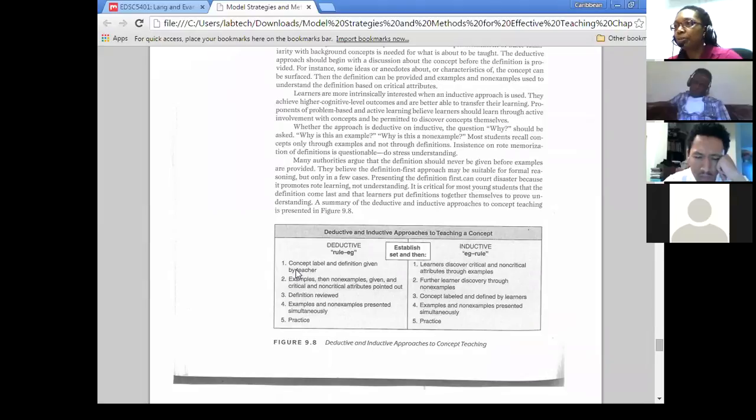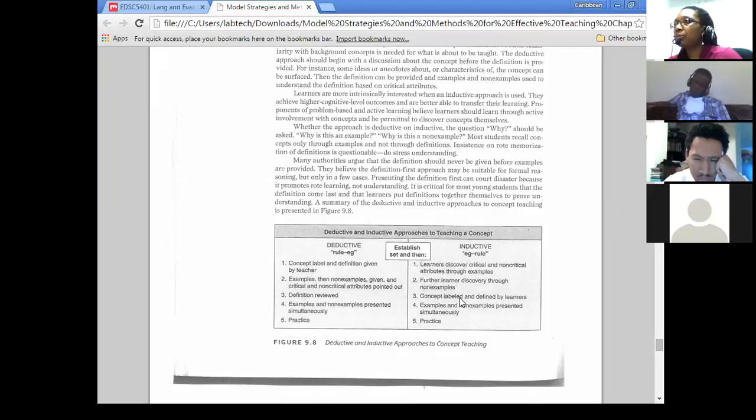Okay, so here's the concept label, examples, review the definition, and you produce opportunity for more examples and practice. In the inductive approach, they discover the critical attributes. You don't tell them what it is. The concept definition comes after you have shown them the specific examples for them to come up with what we mean by the concept fruit or the concept liquid or the concept solid.